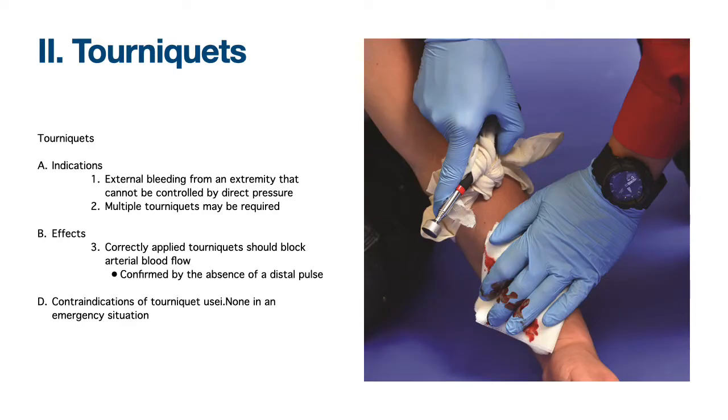An indication to use a tourniquet may be external bleeding from an extremity that cannot be controlled by direct pressure, and multiple tourniquets may be required. Correctly applied tourniquets should block arterial blood flow. It is confirmed by the absence of a distal pulse. Contraindications to tourniquets are none in an emergency situation.